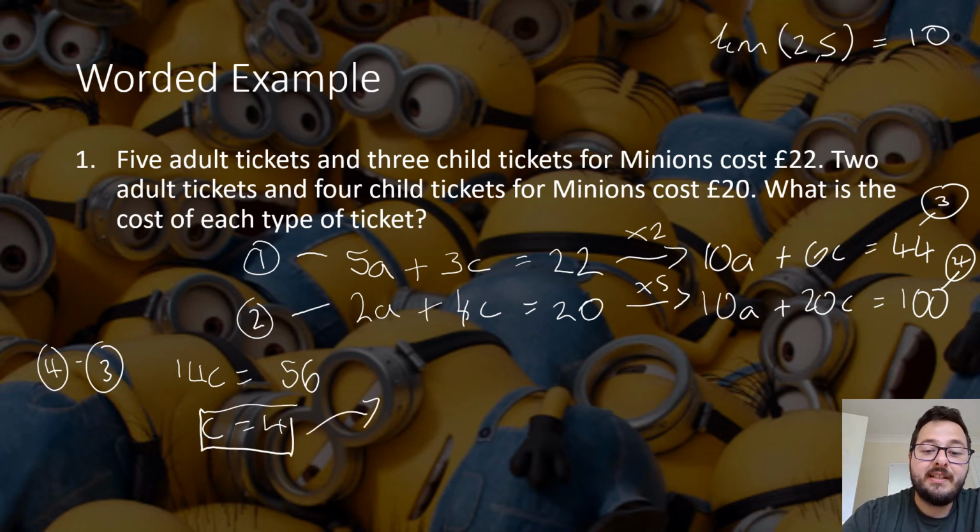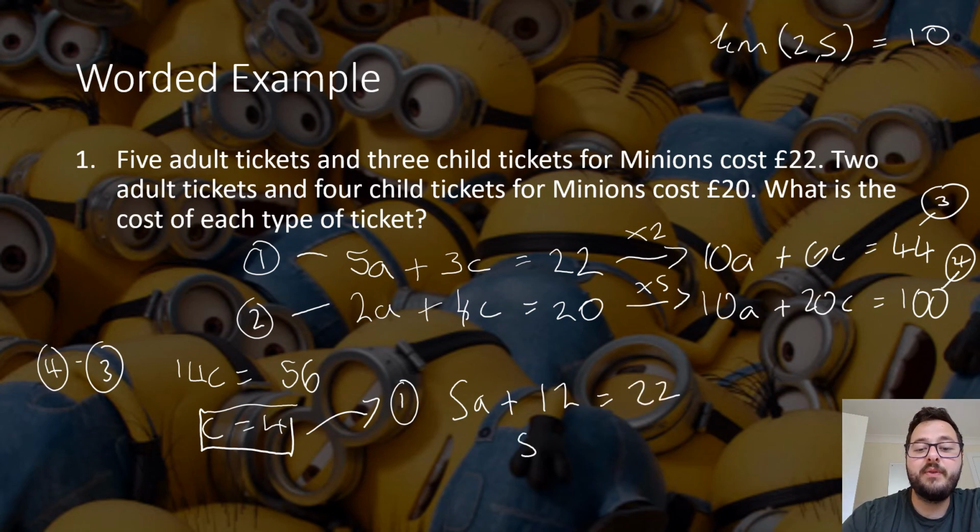Then we stick it into equation number 1. So 5a plus 3 times 4 is 12, which is 22. Take away the 12, you're going to get 5a is 10. And divide by 5, you're going to get a is 2.